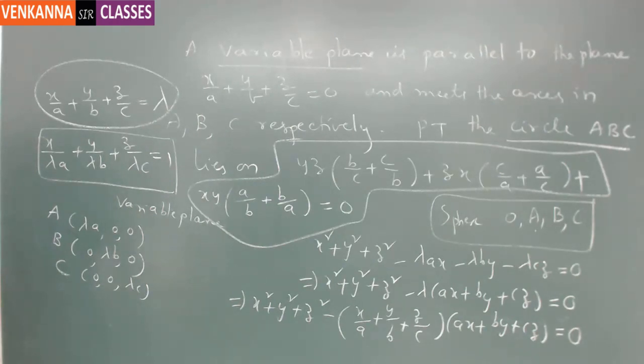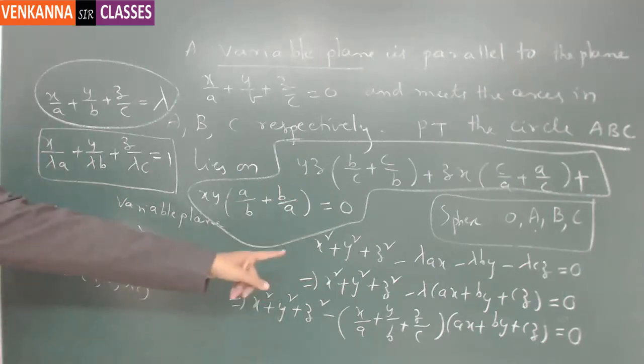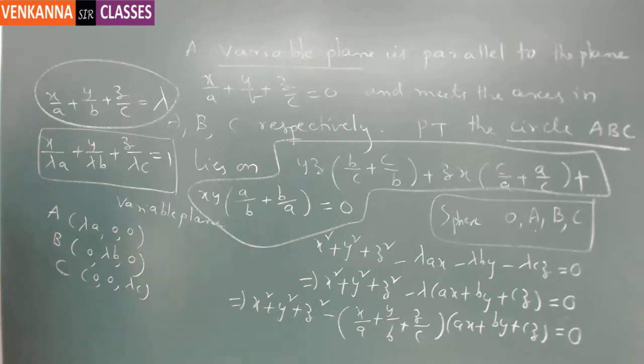Since it is given that the variable plane is parallel to another plane, you have taken the parallel plane equation. From that parallel plane, you have considered the intercepts. Using the intercepts, you have written the sphere equation. In the sphere equation, you substituted the lambda value, then you have achieved the required locus. That is the overall idea. Okay. So please check the simplification. You will get the same locus which is given there.